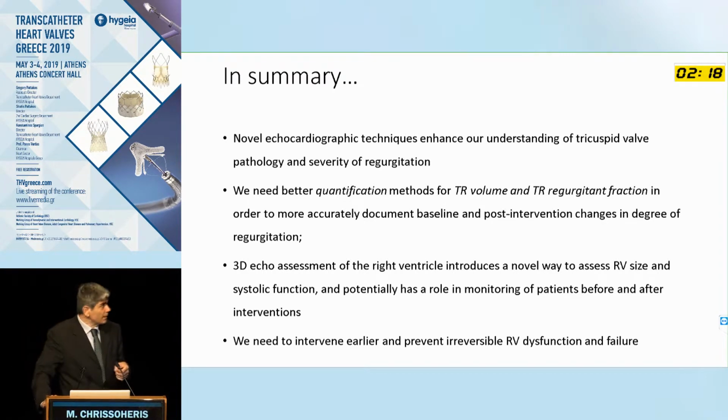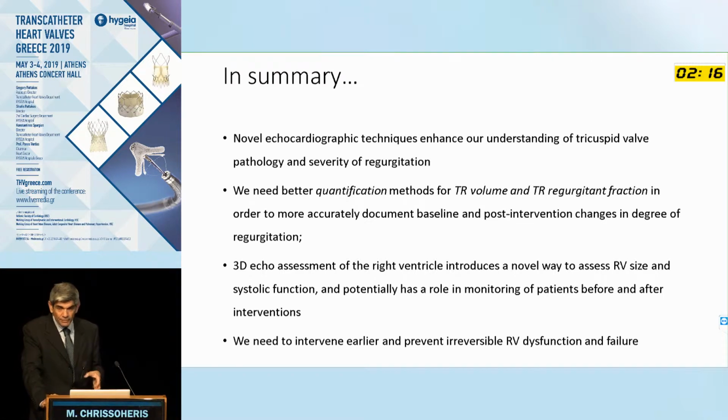So in summary, novel echocardiographic techniques enhance our understanding of tricuspid valve pathology and the severity of regurgitation. We need better quantification methods for tricuspid regurgitation volume and fraction in order to more accurately document baseline and post-intervention changes in the degree of regurgitation. At this point, we rely heavily on the ERO method. 3D echo assessment of the right ventricle introduces a novel way to assess right ventricular size and function, and potentially has a role in monitoring of patients before and after interventions. And again, I need to echo the comment by Dr. Maisano that we need to intervene earlier and prevent irreversible RV dysfunction and failure in these patients.